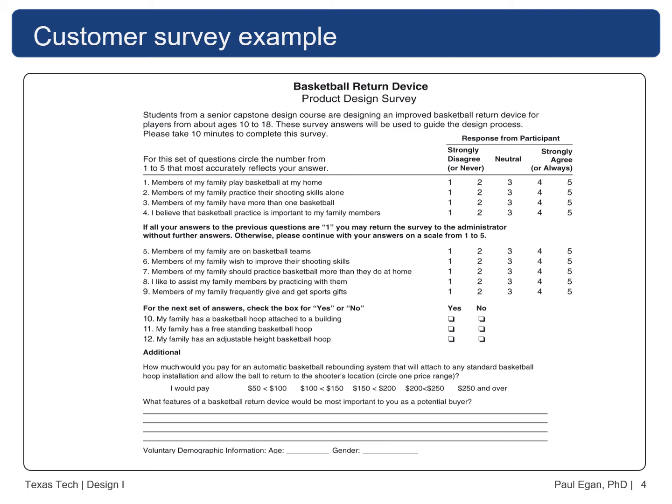And then questions 10, 11, and 12 are more product-oriented questions. My family has a basketball hoop attached to a building. My family has a freestanding basketball hoop. My family has an adjustable height basketball hoop. And so these are yes or no questions.